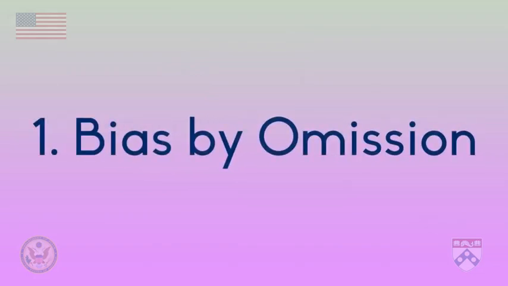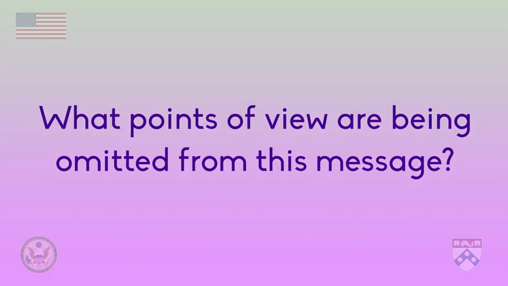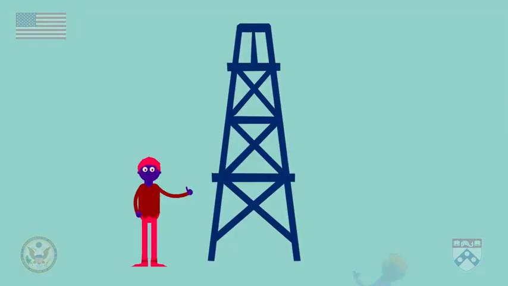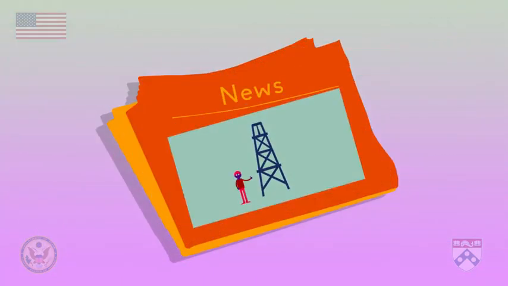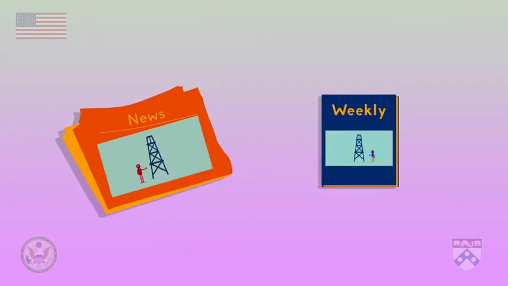First, let's look at how to overcome bias by omission. If you suspect that you're seeing bias by omission, you should focus on answering this media literacy question. What points of view are being omitted from this message? People can disagree about how to interpret almost any situation. Therefore, a media message that tries to avoid bias by omission will show more than one point of view. Also, the media should show us why someone might support these different points of view. You may need to look at several media sources in order to get a good idea about the different points of view on a situation.